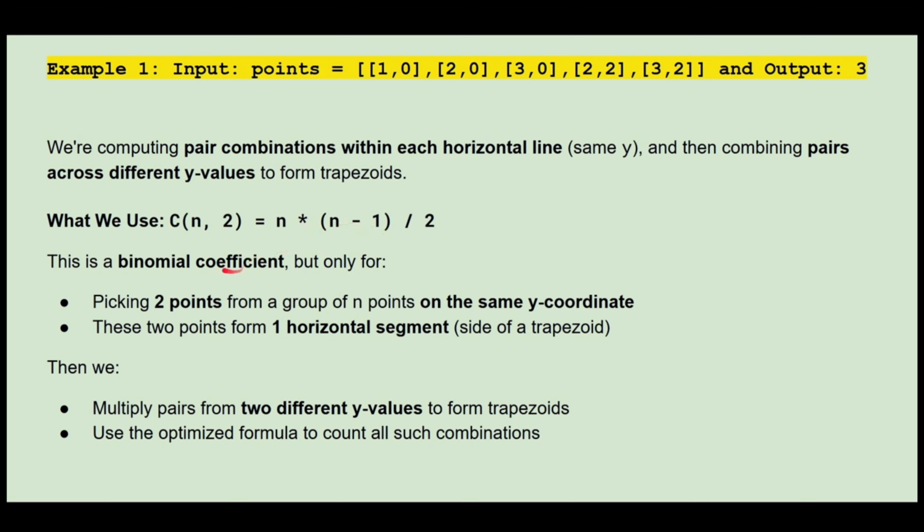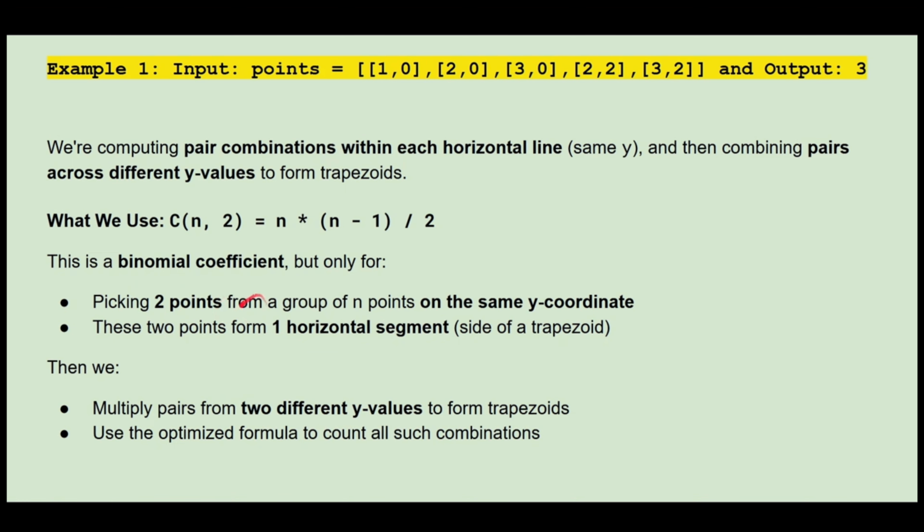Little changes is there, that's fine. So this is a binomial coefficient, but only for when we are picking 2 points from a group of n points on the same y coordinate. This is the group of points we have been given. Out of that we have to choose 2 points, right? So we are picking 2 points from the group of n points on the same y coordinate. These 2 points form one horizontal segment side of a trapezoid, we can say, right?